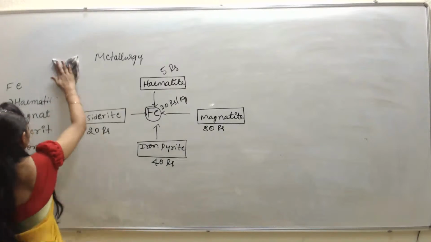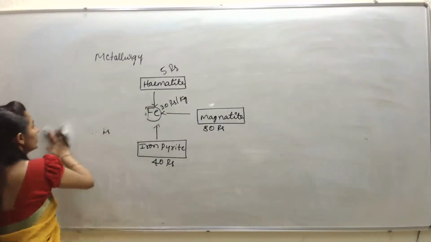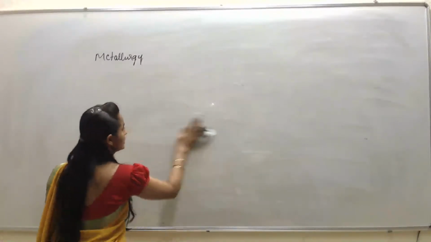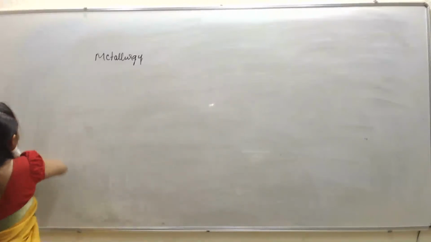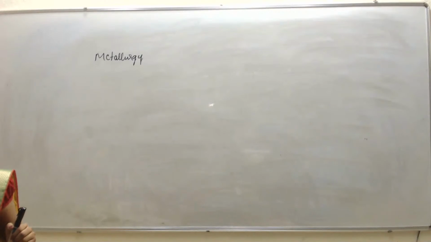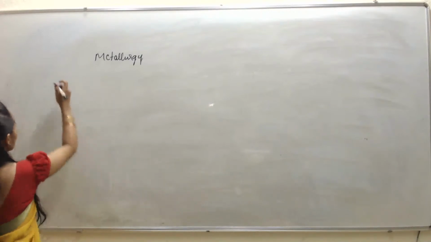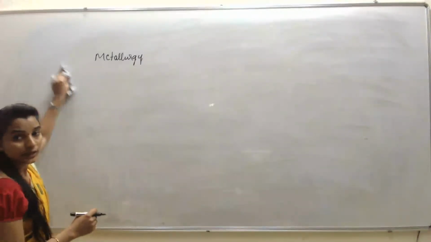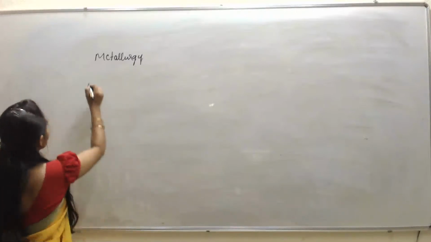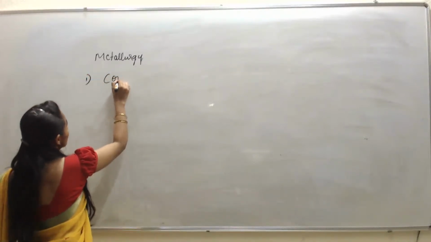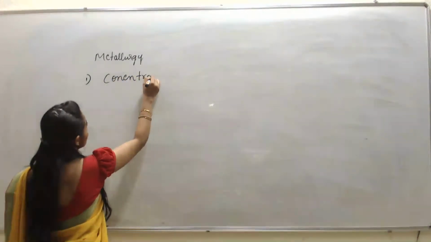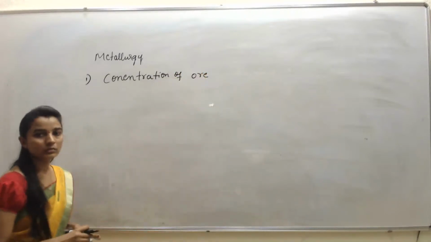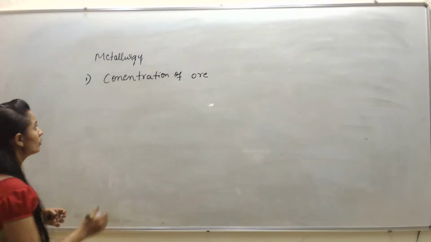Okay, next one is the techniques involved in metallurgy. It involves three techniques. In that, first one is concentration of ore.